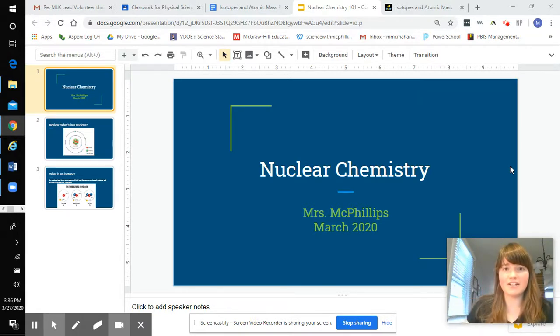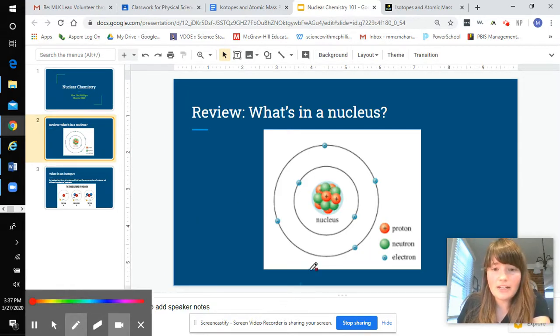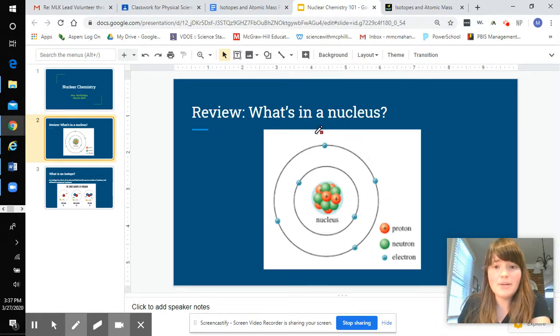So let's get started. Nuclear chemistry obviously includes everything to do with the nucleus of an atom. Of course, cells have nuclei as well, but I'm not talking about cells. Let's go even smaller, the nucleus of an atom. And the nucleus of an atom, you can see here to review. Here we have a Bohr model of an atom. You can see here that you have electrons that are on the outer energy levels that are much, much smaller than the nucleus. So here's our electron, really, really small.